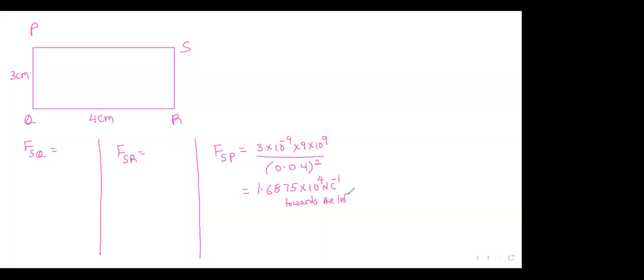Because we are calculating the electric field intensity at S, and at P we have a negative charge, whereas S has a positive charge. So they will attract each other, but considering the direction at S, it will get attracted at P towards the left direction.